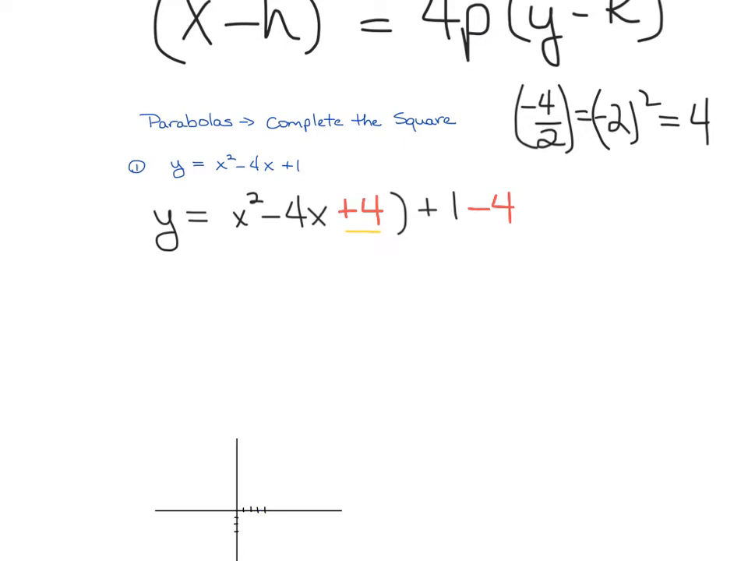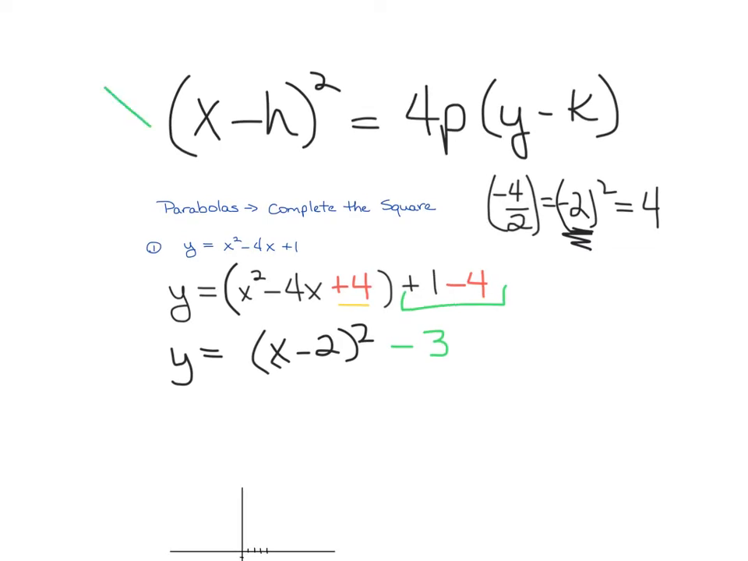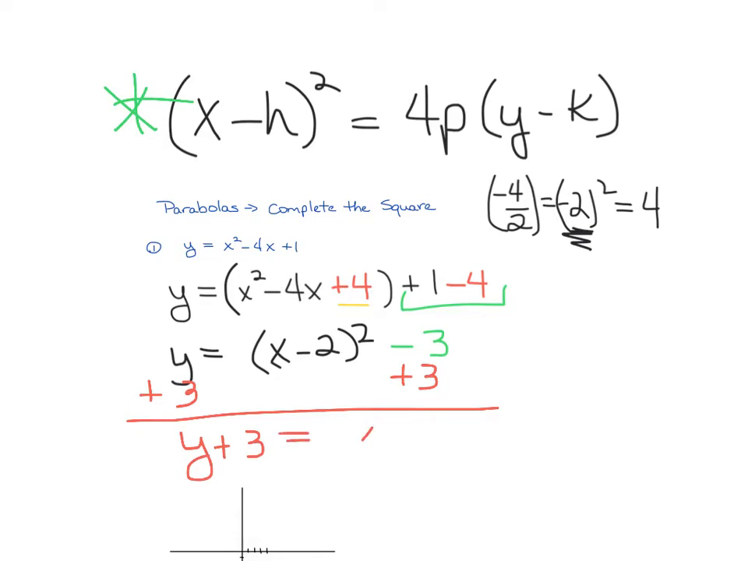Okay, so then the next thing I need to do is factor this trinomial that's in the parentheses. And again, if you remember what you got when you divided by 2, that's going to be your factor. So it's just going to be x minus 2 squared. I'm going to simplify the positive 1 minus 4, and I get minus 3. Now remember, we're trying to make it look like this up here. So now what I need to do is move the 3 over to the y, and I get y plus 3 equals x minus 2 squared.